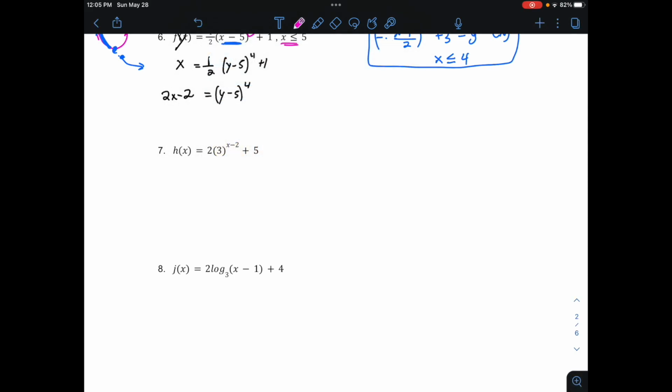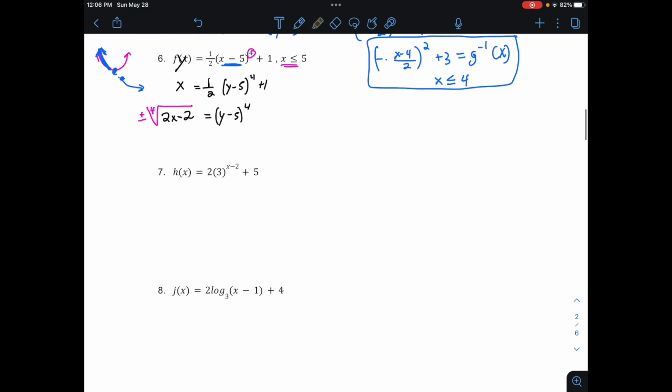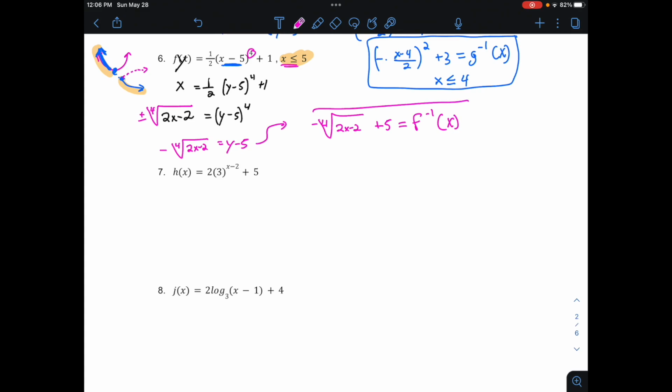When you take an even root, remember, like that even power makes it so whether this is positive or negative, we get the same result. So you're supposed to take the plus or minus fourth root of both sides. However, because of our domain restriction, because we only want the left half of our parabola, which corresponds to the negative root, the positive root would be up here. The negative root has to be the left half of the parabola. So when I actually do my root, I'm going to say negative fourth root of 2x minus 2 equals y minus 5. Okay, add 5 to both sides. Negative fourth root of 2x minus 2 plus 5 is equal to, and now I should use proper notation, f inverse x. And we are good.